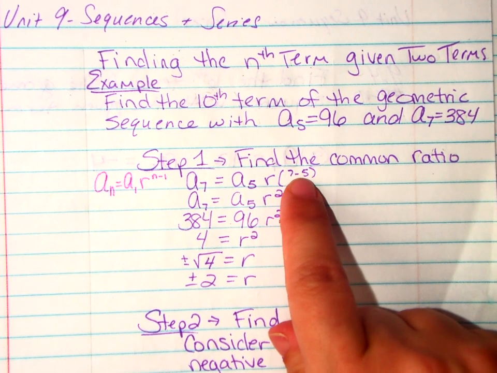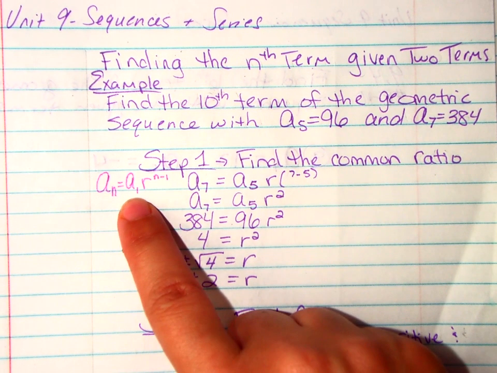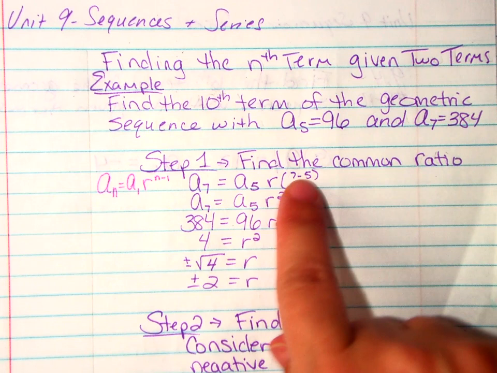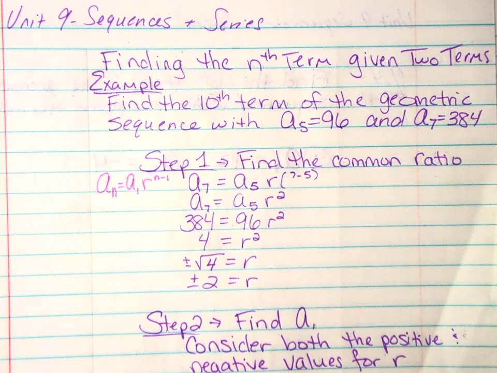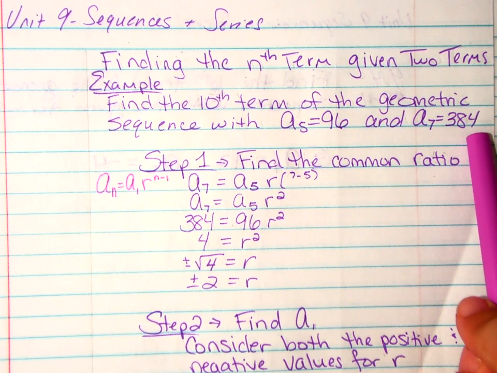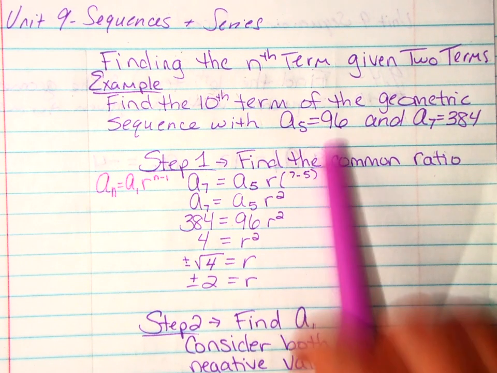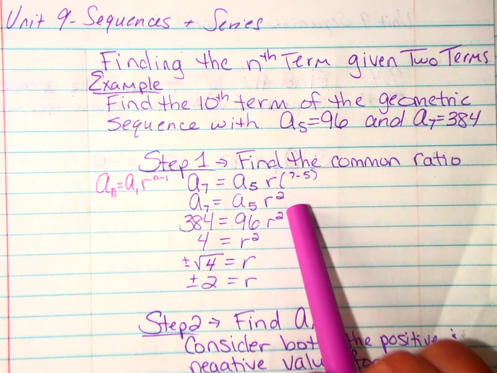And for the n minus 1, n minus 1 is for when we find the a sub 1, but I don't have a sub 1, and a sub 1 is now a sub 5. I'm going to do the 7 minus 5. Okay, so I'm going to work this out. A sub 7, they told me is 384, so I'm going to replace a sub 7 with 384. A sub 5, they told me was 96, times the ratio, 7 minus 5 is 2.